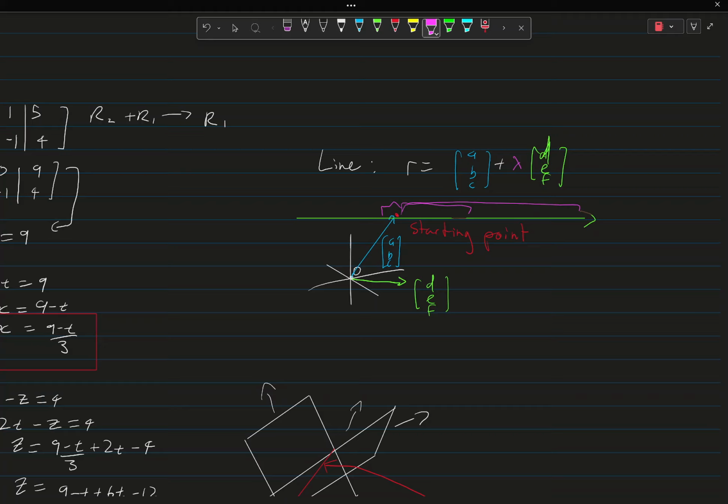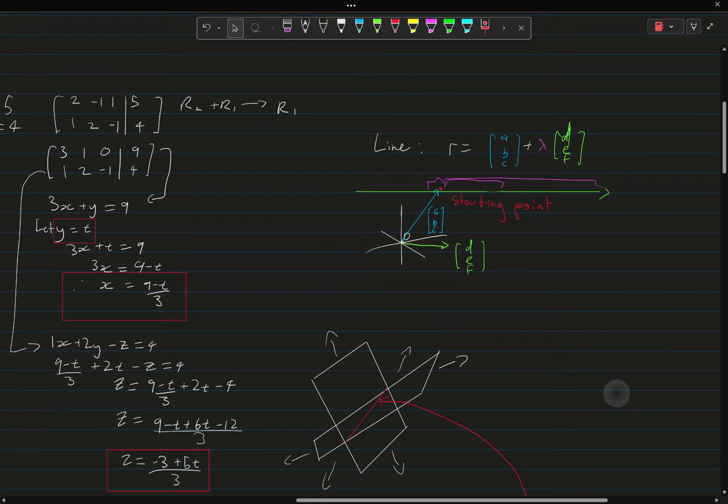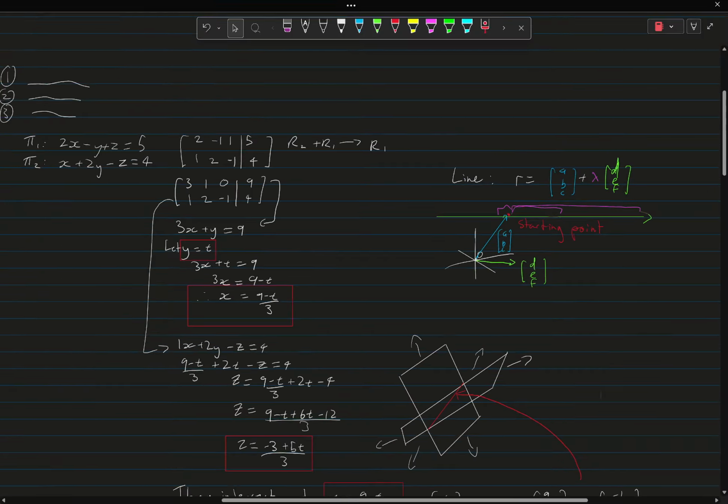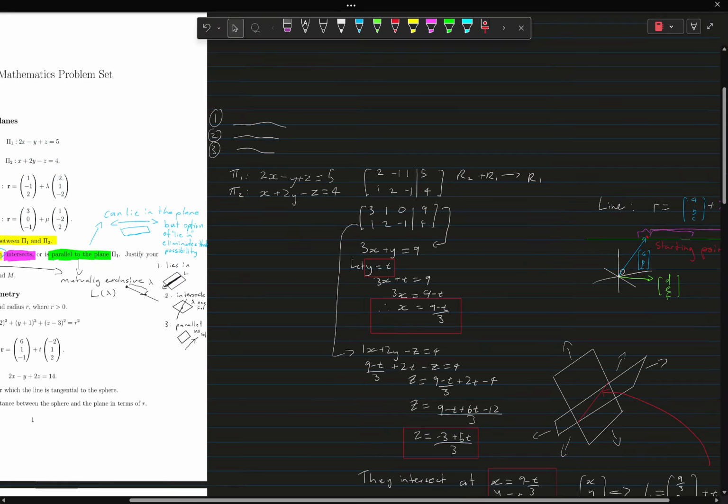Any secret strat to learn everything? Do practice questions and especially with vectors, be able to visualize it in 3D. Like you can use Desmos and like YouTube videos to help with that.